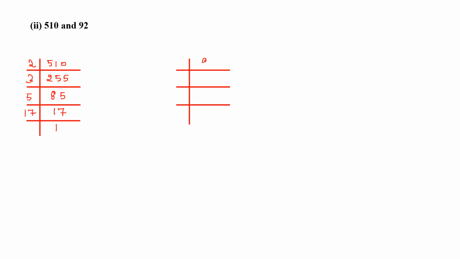So, 92 is an even number. So, it will go in the table of 2. So, 2 times 46. Again, it is an even number. So, 2 times 23 and then 23 times 1. So this is the prime factorization of 510 and 92. Now 510 you can write as 2 into 3 into 5 into 17. Okay. And 92 you can write as 2 squared, 2 into 2, 2 times, so you can directly write it as 2 square into 23.